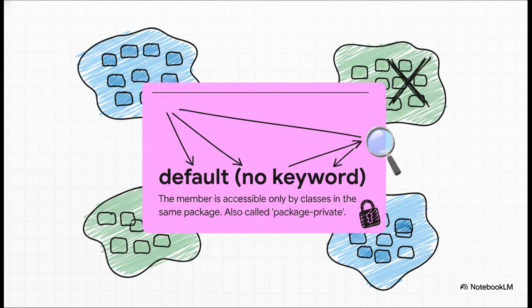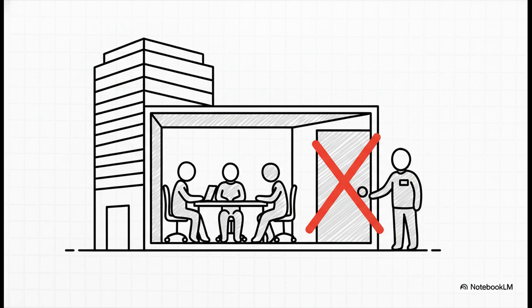Next, we have default access. Now, this one's a little tricky because it's the one you get when you don't type any keyword at all. That's why people sometimes call it package private, and for good reason. It means the thing is only visible to other classes inside the exact same package. That's it, no exceptions. In our building, this is like a specific department's office space. Think the marketing team's floor. You can't get in just because you're an employee of the whole company. You have to actually be on the marketing team. It's all about keeping things within the team.